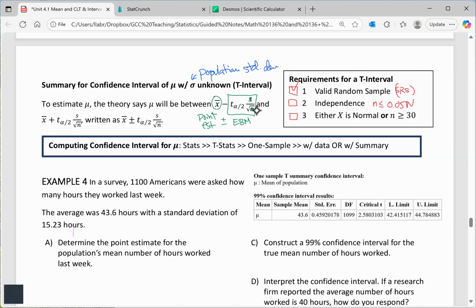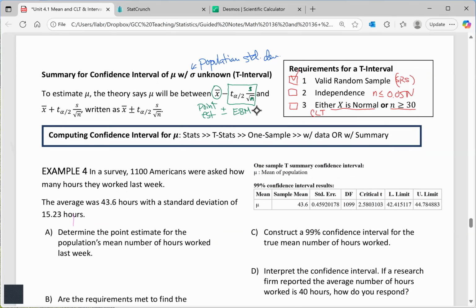And then finally, the last one, the shape requirement. Either you have a random variable that is already known to be normal, or you have a large enough sample size for the central limit theorem to kick in. So that third one is really so that we can use the central limit theorem. All right, let's go ahead and see our example.